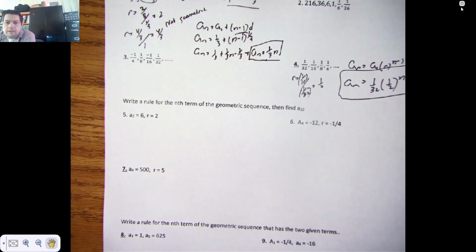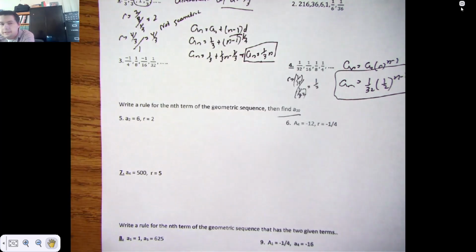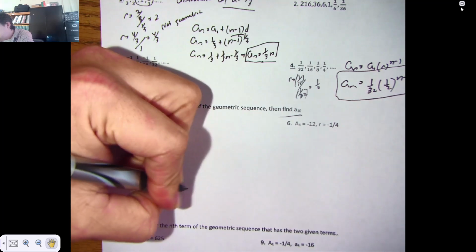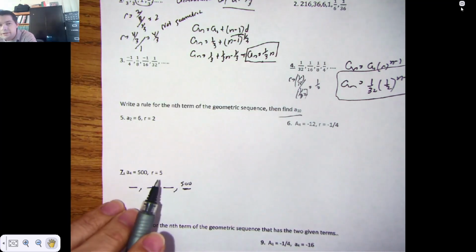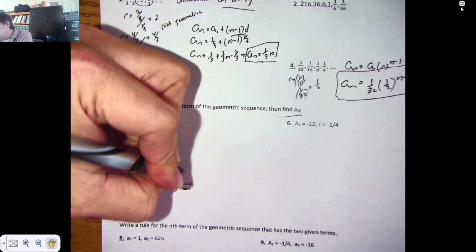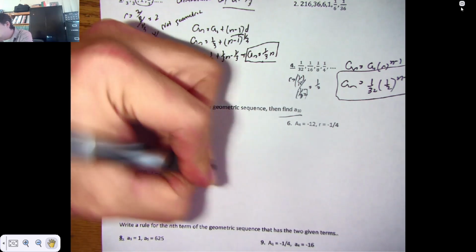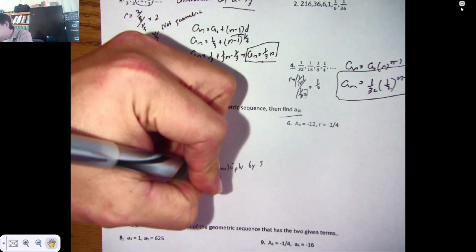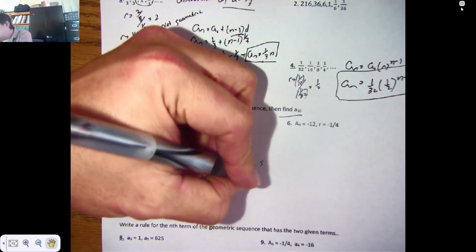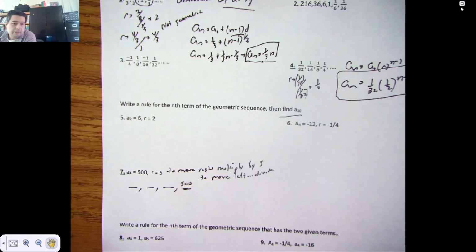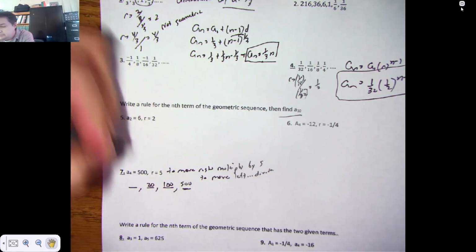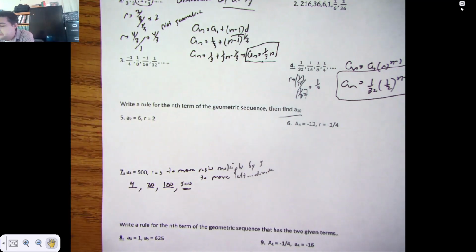Next up is 7. These sequences are all small, but you're supposed to write a rule and find a sub 10. So this is a sub 4. I'm going to put out 4 blanks, and I'm going to put my 500 there. It says the ratio is 5, so that means to move right, multiply by 5. To move left, divide. I'm just going to move left. 500 divided by 5 is 100, and divided by 5 again is 20, then 4. See, now I have everything I need.